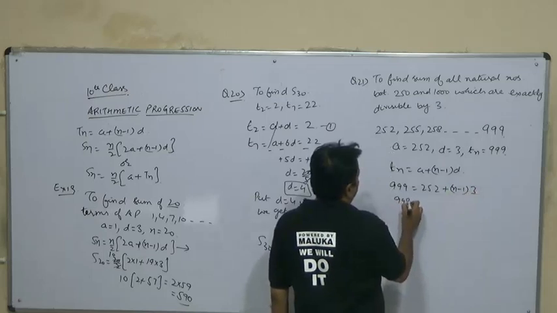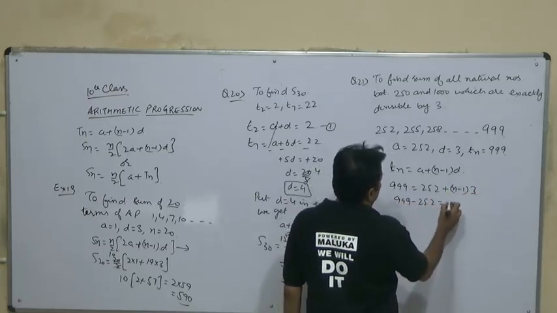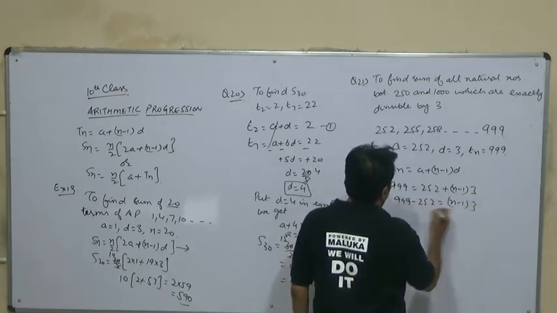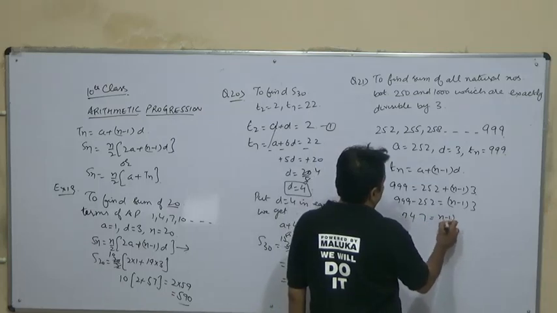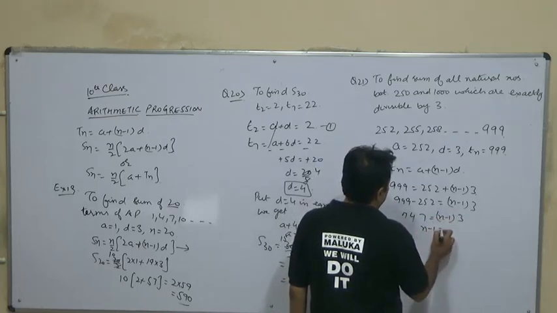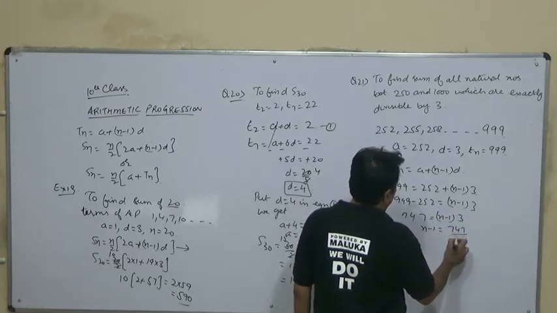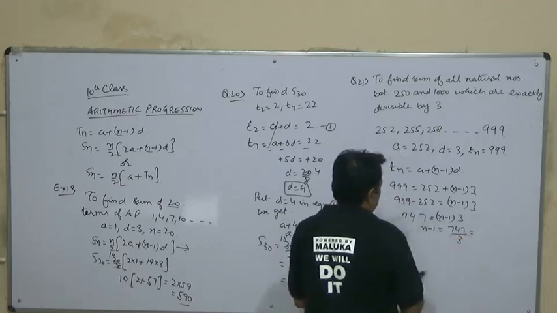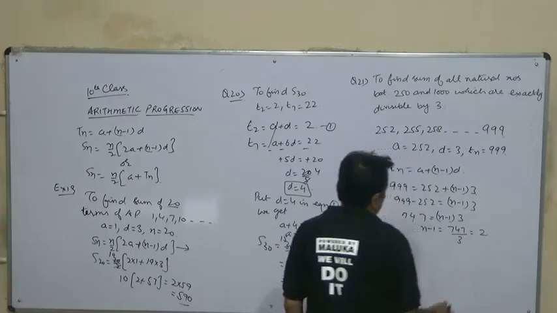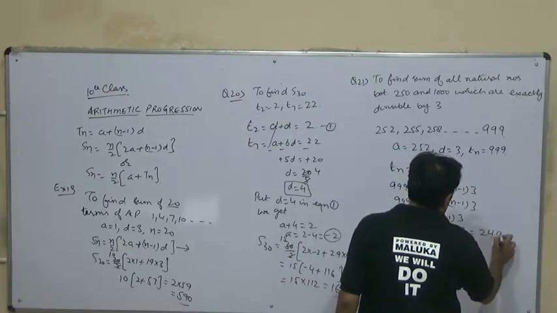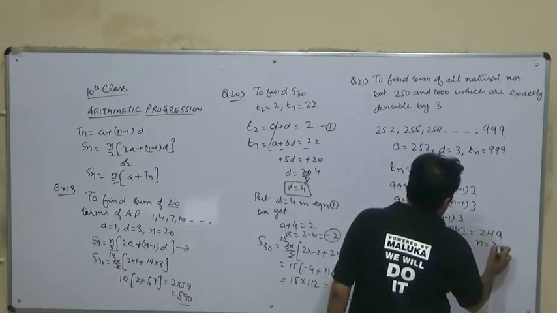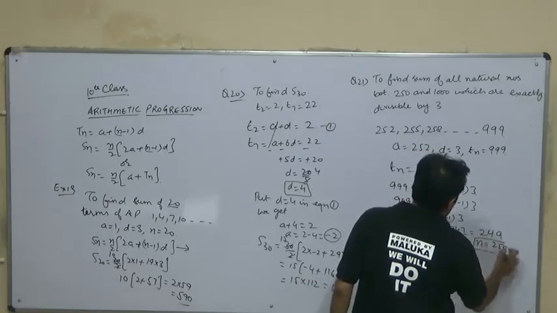So 999 minus 252, n minus 1 into 3. So this will be 747. n minus 1 into 3, n minus 1 is equal to 747 upon 3. This will be your 249. So n is equal to 250. So this will be the value of n.